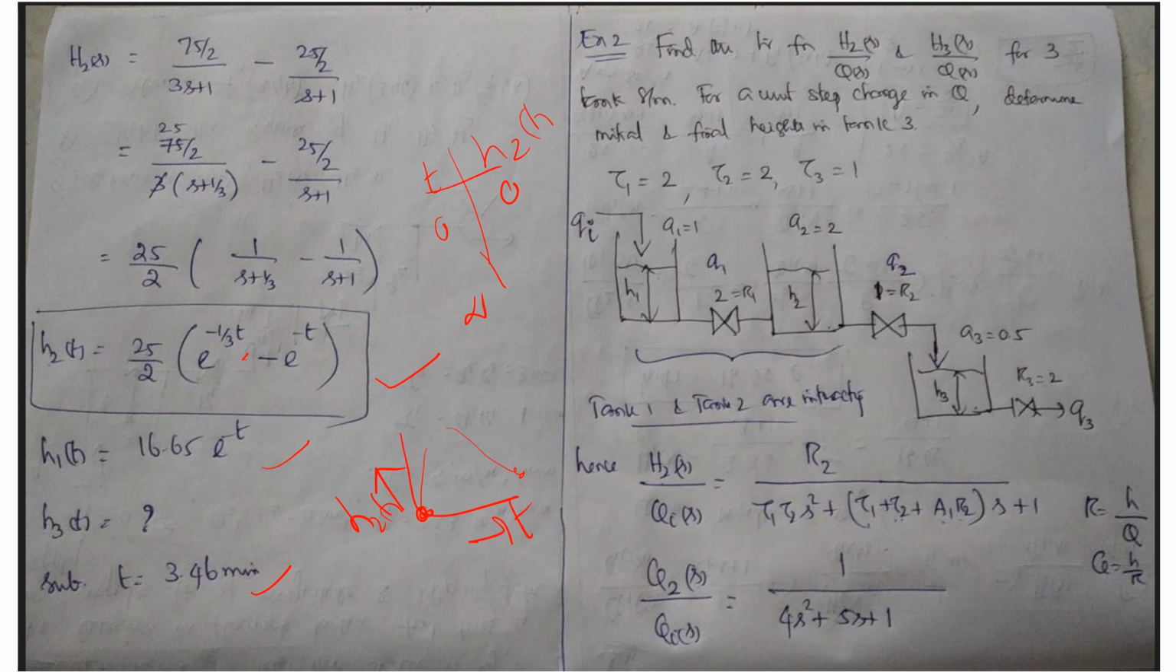Then one more tank. Here there are two interacting tanks and one non-interacting tank connected to the interacting ones. We know that the transfer function for the interacting tank is this.